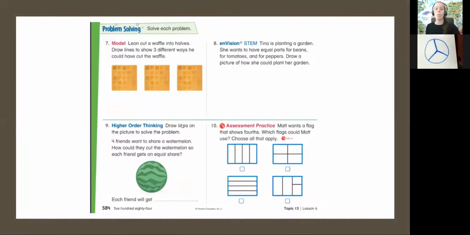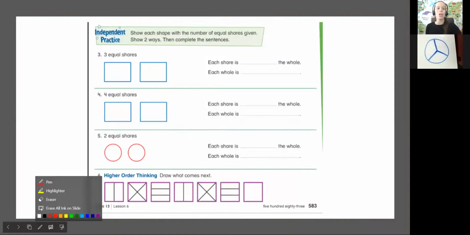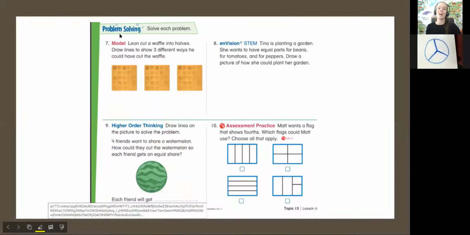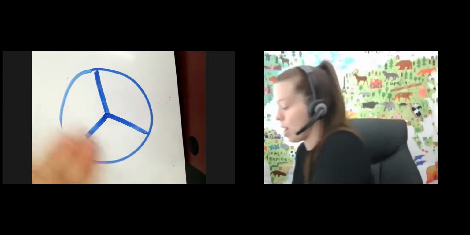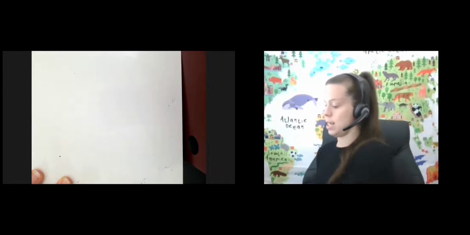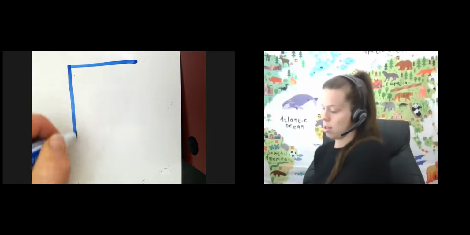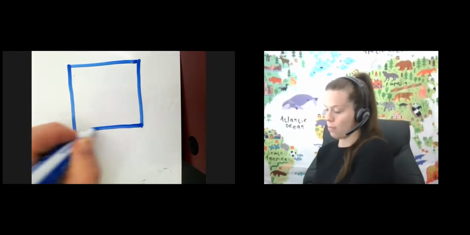All right, so let's get some more practice going with these equal parts. Leon cut a waffle into halves. Oops. Why did it do that? No, stop. Okay. Leon cut a waffle into halves. Draw lines to show 3 different ways he could have cut the waffle. So we need a square. So if you have paper or a board or whatever you have, 3 different ways to make this square partition it into halves.